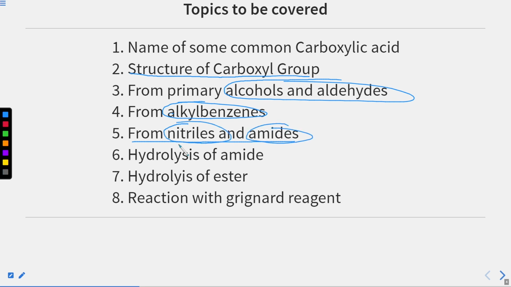Then we will see how the mechanism goes for the creation of carboxylic acid from amides. Basically they are hydrolyzed, so we will see the mechanism of that hydrolysis. Then we will see how we can do the same from ester, and after that from the Grignard reagent. So these are today's topics. So let us start today's class.